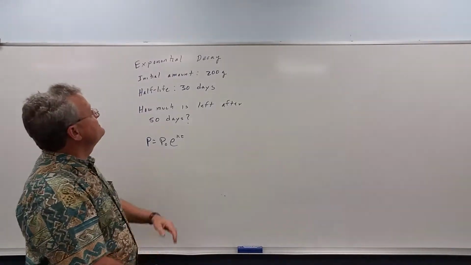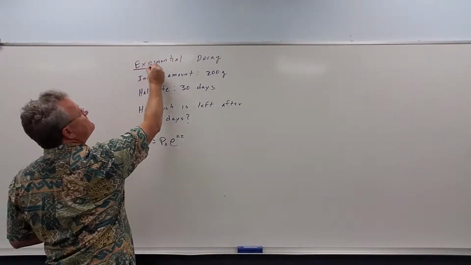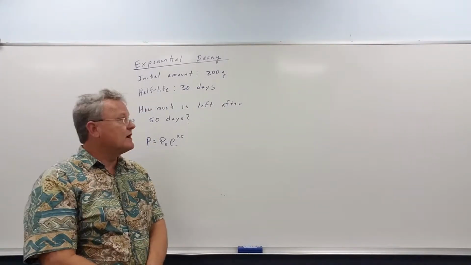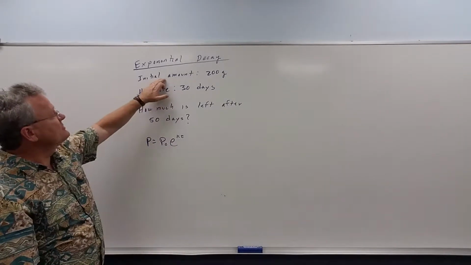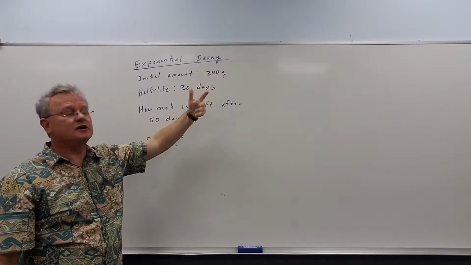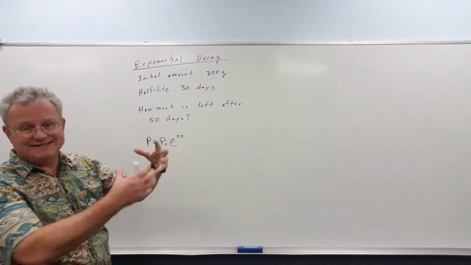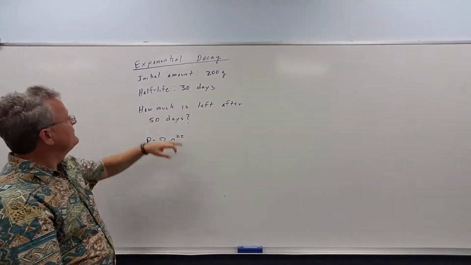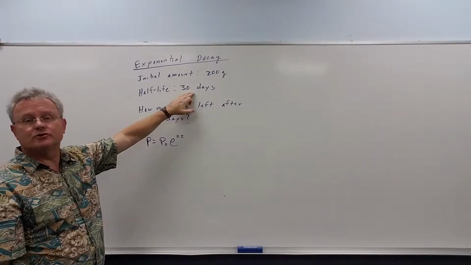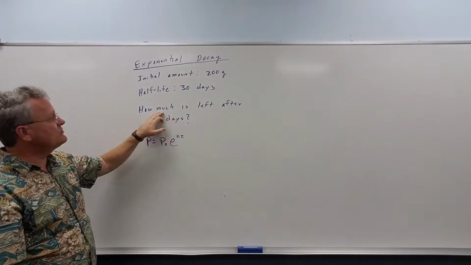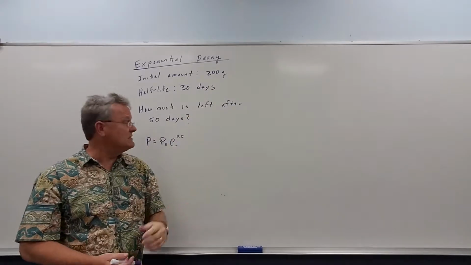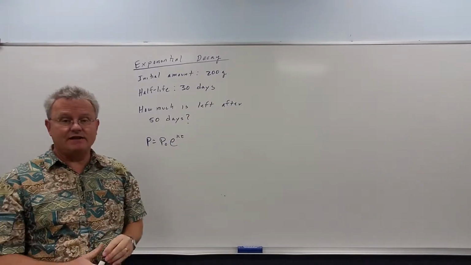All right, this is an exponential decay problem. Exponential growth problems are done in a similar way. But what we're told here is we're given an initial amount of some radioactive material. It decays over time. We've got 200 grams of it. The half-life, we're told, is 30 days. And the question is, how much of this is going to be left after 50 days?